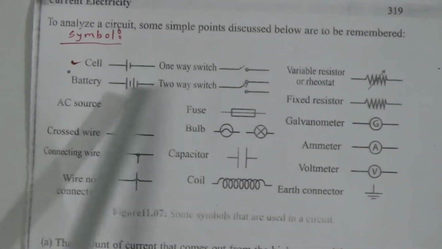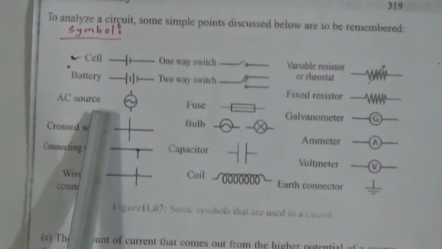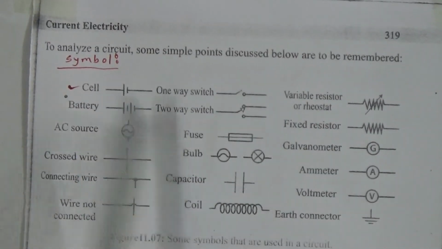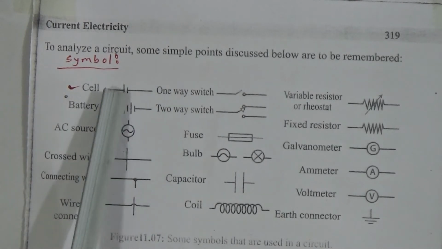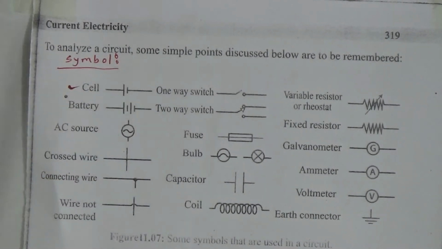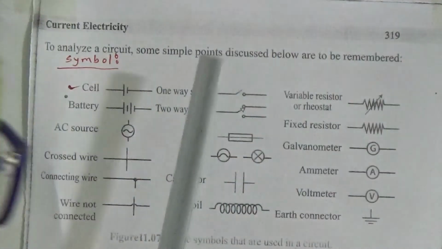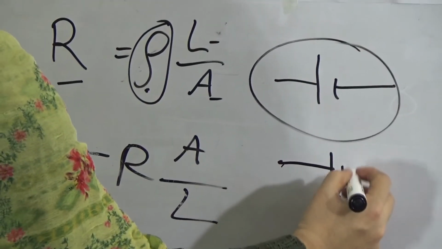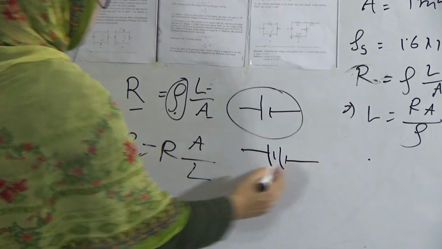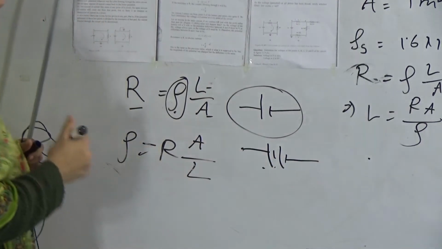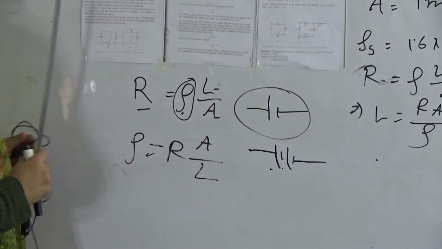My dear students, now we will see some symbols that are used in a circuit. See, this is the symbol of a cell. This is called a cell. This is the symbol of a battery. One or two cells make a battery. Then see, this is the AC source, this is the symbol of AC source.